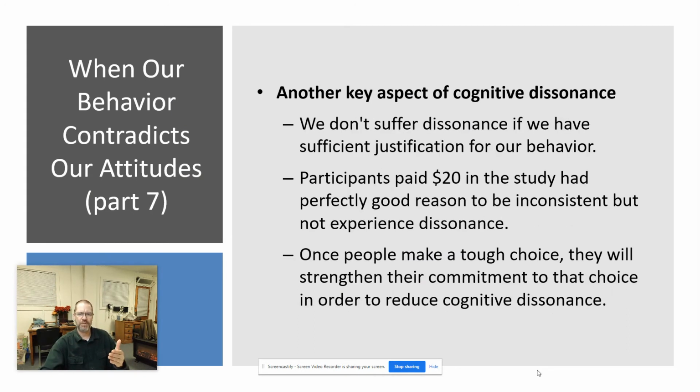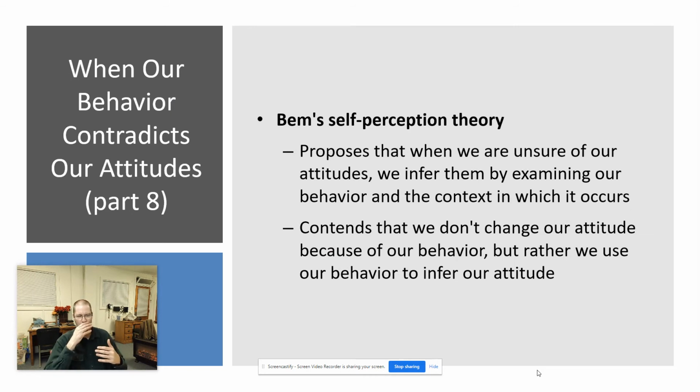Now, I could skip through some of this because I've just described it to you. If you want to go back to those last two slides, but I just described it to you. I want to get on to Daryl Bem. And Daryl Bem says, yeah, okay, cognitive dissonance, but is that really the issue about attitude? Is there something else that maybe would impact attitude? So he proposes that when we are unsure of our attitudes, we infer them by examining our behavior and the context in which it occurs.